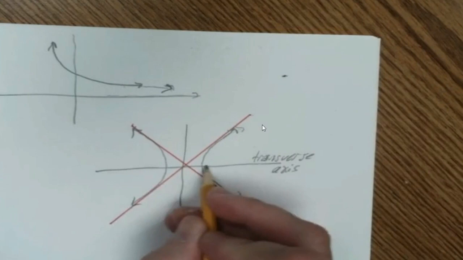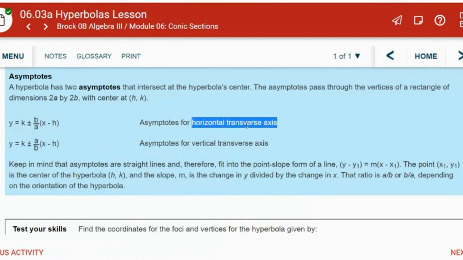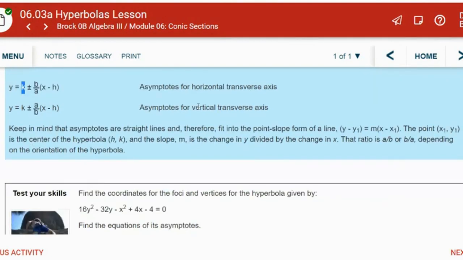So in this case, it's right there in the x-axis, so it's horizontal. Then you take the k, and there are two asymptotes. That's why you have a plus or minus: y equals k plus b divided by a times x minus h, and k minus b divided by a times x minus h. For the vertical transverse axis, it's y equals k plus or minus a over b, x minus h. You just swap the a and the b. See, on the horizontal, the b was on top of the fraction. On the vertical, the a is on top of the fraction.